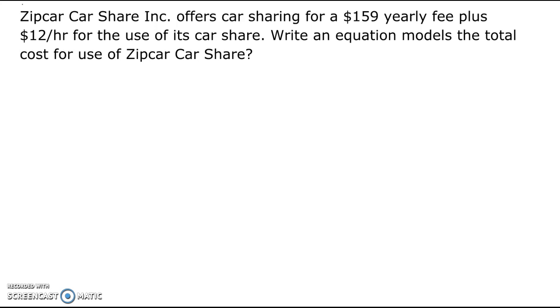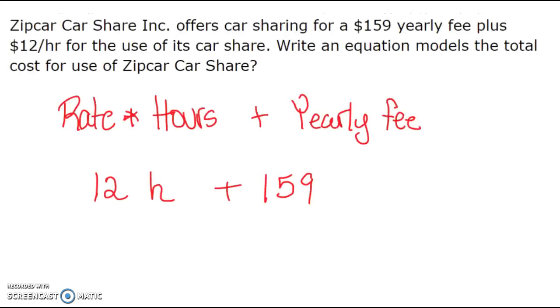All right, here is my equation. The rate times the number of hours plus the yearly fee. So the rate, $12 an hour, times the number of hours, which is h. So 12 is like the slope, multiplying that times the number of hours, plus that one-time yearly fee of $159. So that 159 kind of acts like the y-intercept in this linear equation.